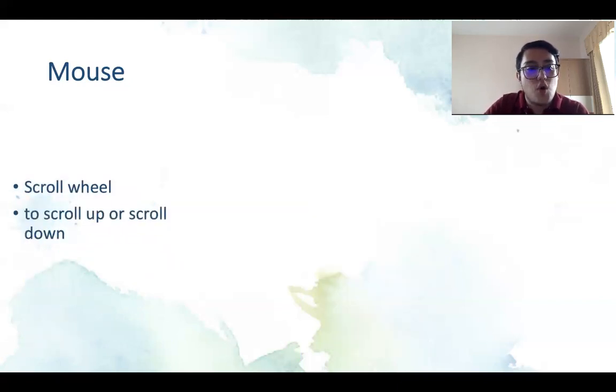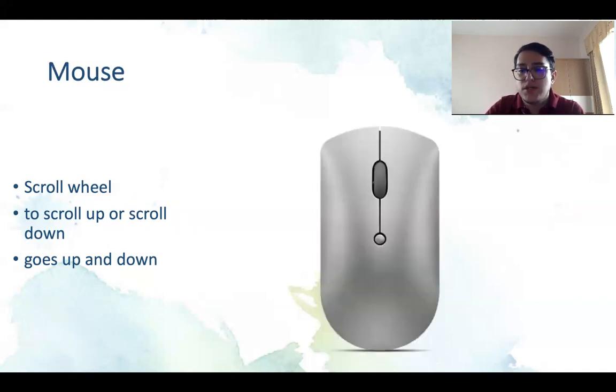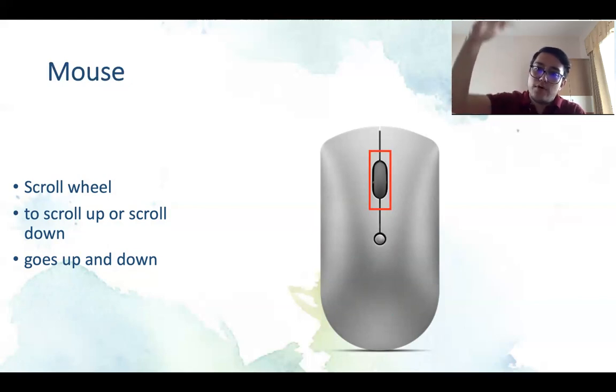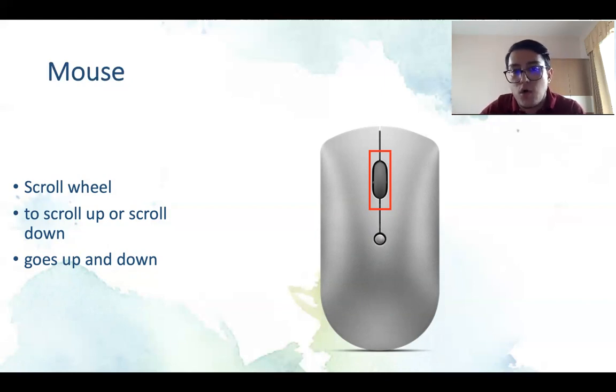Next, we have the scroll wheel to scroll up or scroll down, which goes up and down on your page. You can use this scroller to go up or go down in your slide, in your Microsoft Word, or even in your browser. You can use this to help you.